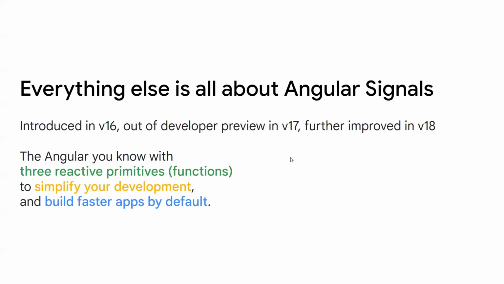So that's for the API updates. And now, as you probably know, what's been going on with Angular for the last few major versions is all about signals. And signals have been in developer preview in v16, became stable in Angular 17, and with Angular 18, we get new stuff. So introduced in v16, out of preview in 17, further improved in v18.